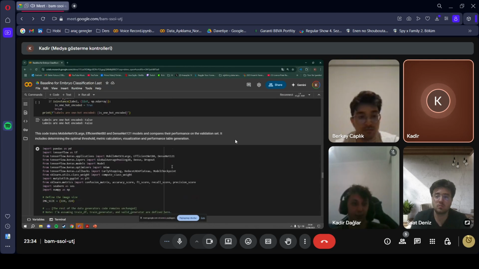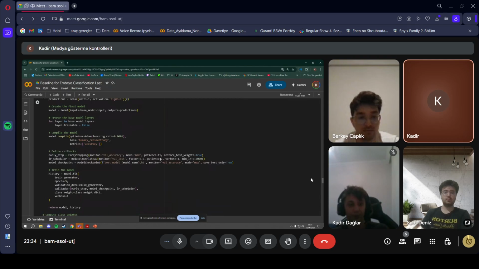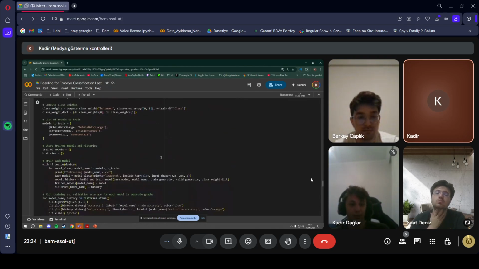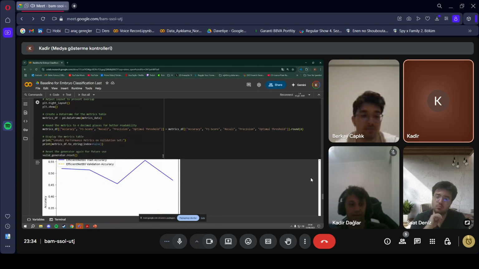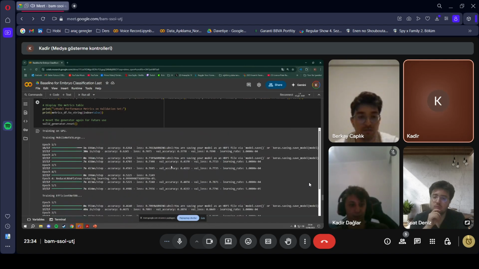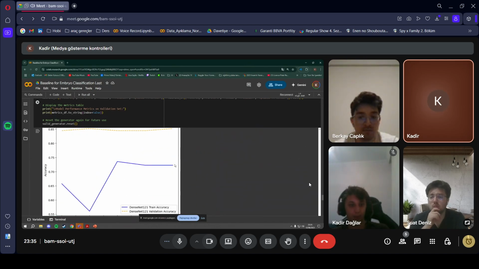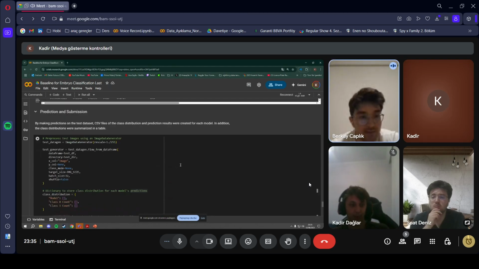And after that, this code trains MobileNetV3 Large, EfficientNetB0 and DenseNet121 models and compares their performance on the validation set. It includes determining the optimal threshold, metric calculation, visualization, and performance table generation. These parts are results. And then prediction and submission.